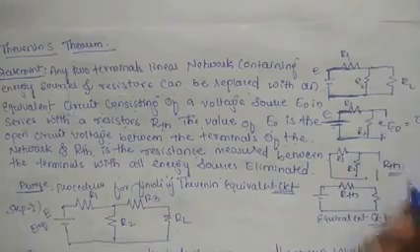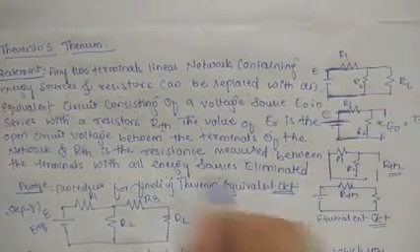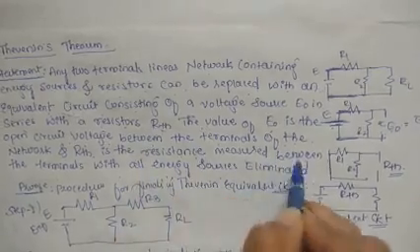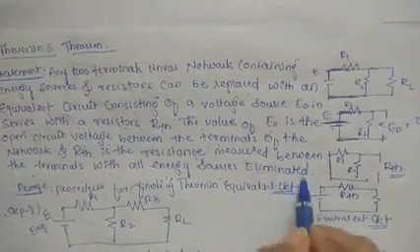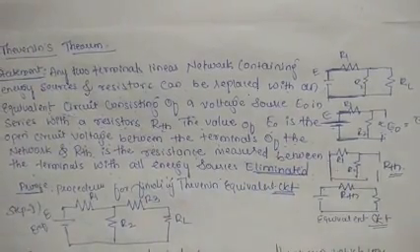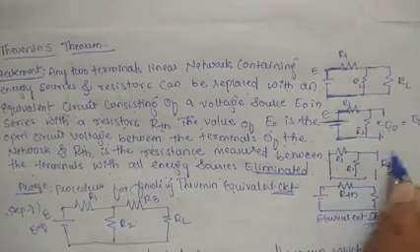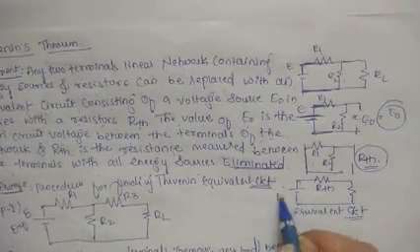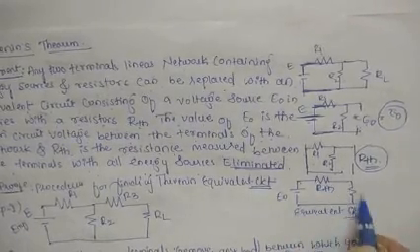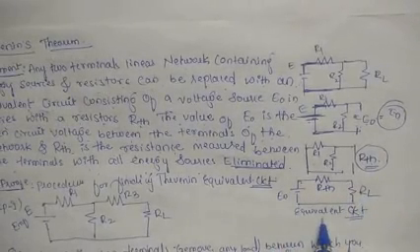To find the RTH value, with R1 and R2, remove the voltage source. The resistance measured between the terminals with all energy sources eliminated gives the RTH value. Next, after getting the RTH value and E0 value, E0 is in series with RTH and the load resistance RL. We can get the equivalent circuit.